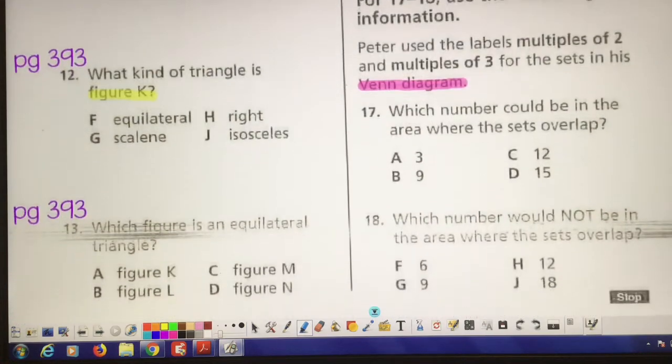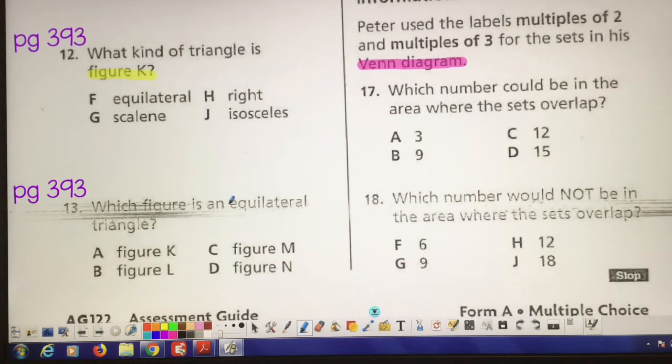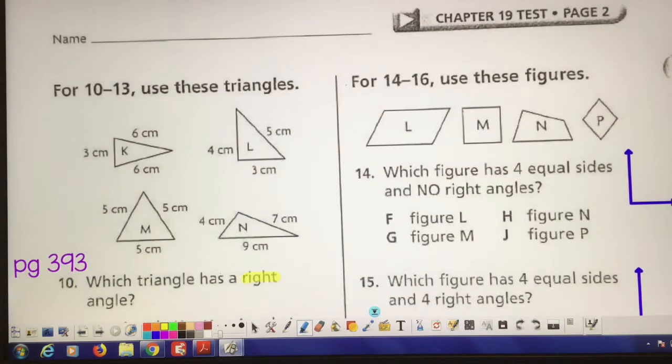Okay, then coming down to number 13, which figure is an equilateral triangle? So now we're looking at the sides again. So coming back up here, which triangle up here, K, M, L, or N, has all equal side lengths?